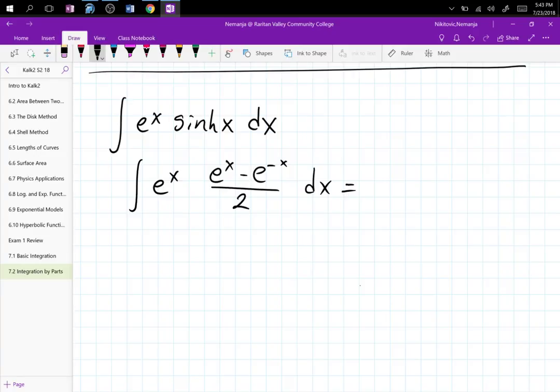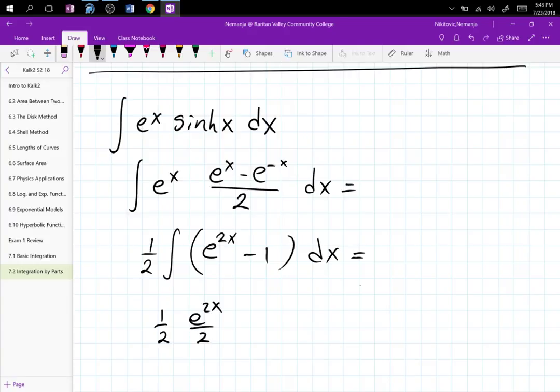So now we kick 1/2 in front of the integral, that's a constant. And then I have e to the 2x minus 1 dx. And we integrate this. This is 1/2 times e to the 2x over 2 minus x plus c, and we're done. So, no integration by parts. Sorry to disappoint.